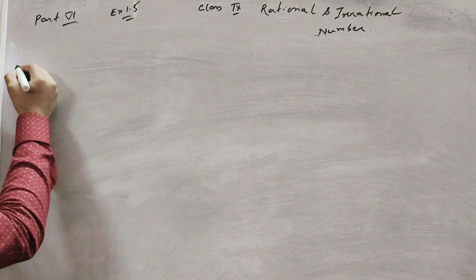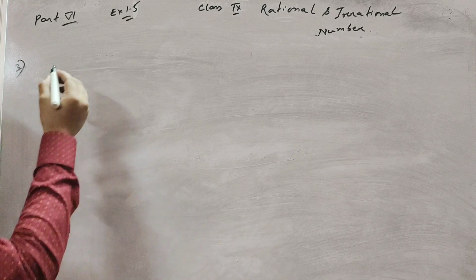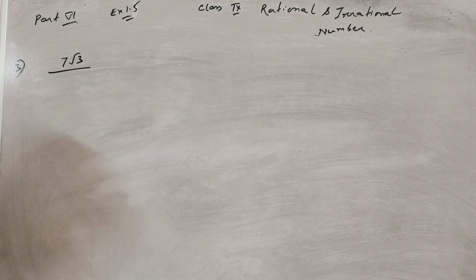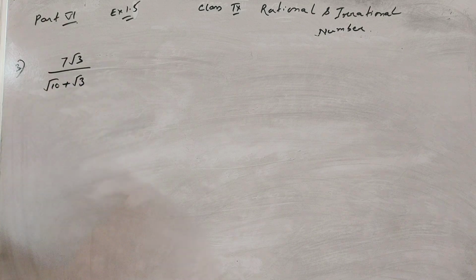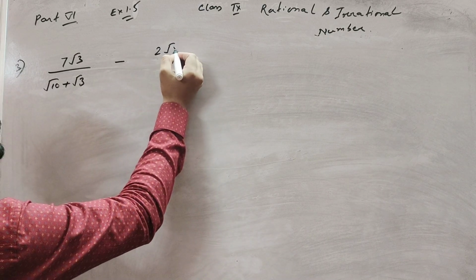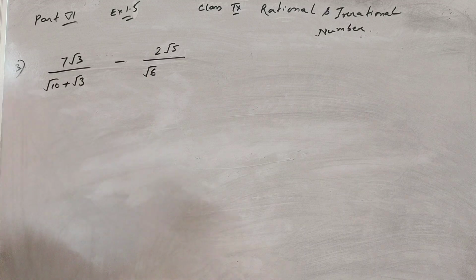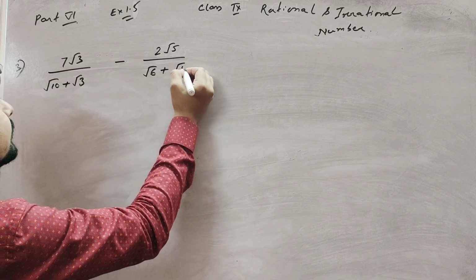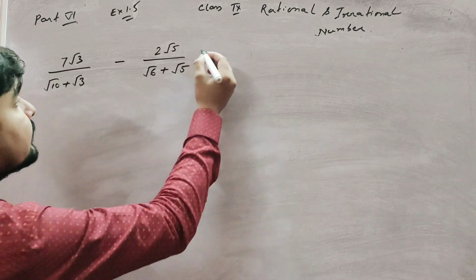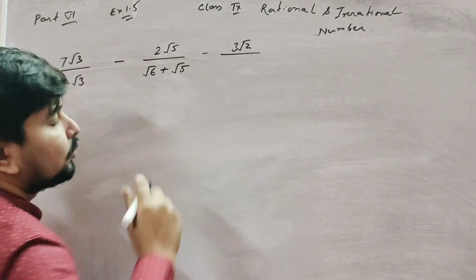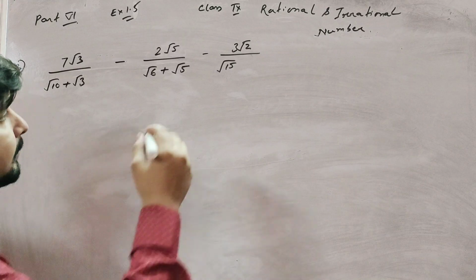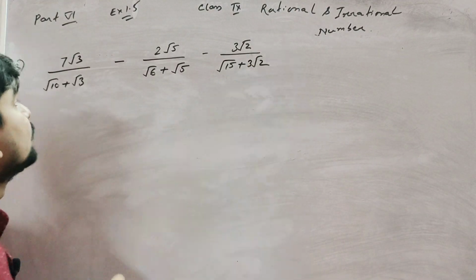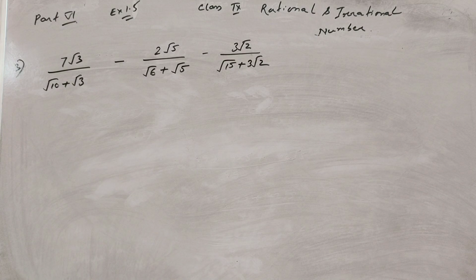Now question number 3. 7 root 3 upon root 10 plus root 3, minus 2 root 5 upon root 6 plus root 5, minus 3 root 2 upon root 15 plus 3 root 2. 7 root 3, 10 root 3, okay, 15 minus.